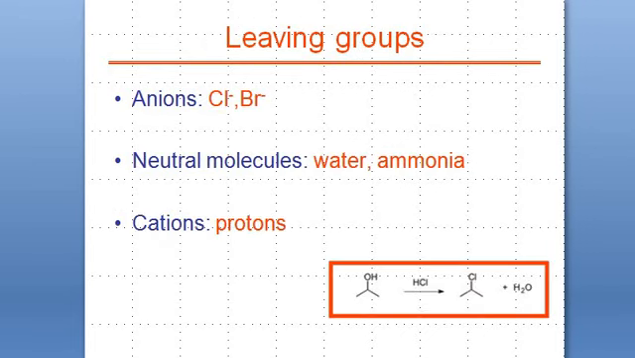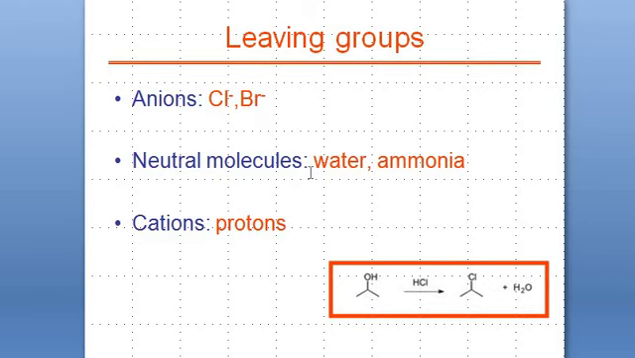Coming to the next element of synthesis, that is leaving groups. It is a molecular fragment that departs with a pair of electrons in a heterolytic bond cleavage. Leaving groups can be anions or neutral molecules. For example, commonly leaving groups are halides, that is ionic in nature. For example, chloride, bromide, etc.